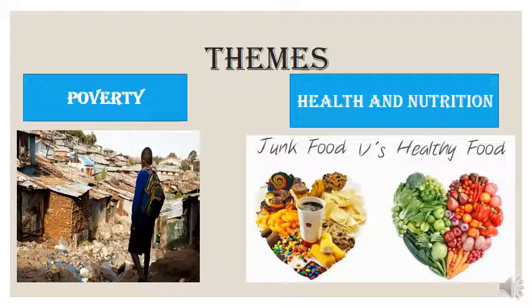First of all, I am going to remind you about the two themes that we have covered. The first theme is poverty and the second one is health and nutrition. As you know, in the first theme, we discussed the problems of poor people, the problems of child labor, of street kids, of the reasons why people become poor and the impacts of having a poor life. All of these issues were discussed in the first theme.